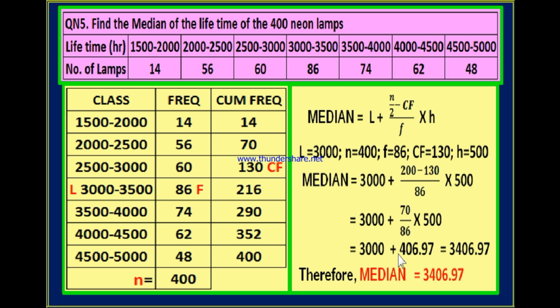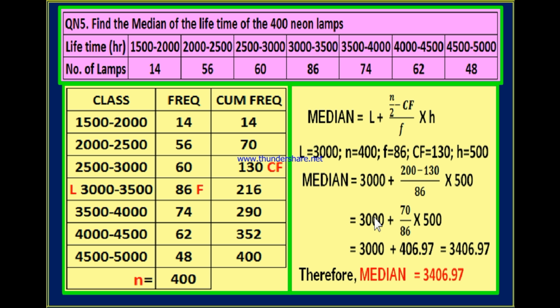406.97. You may add this 406.97 to 3000 so that you will get the median 3406.97. Therefore, the median of the given group of data is equal to 3406.97.